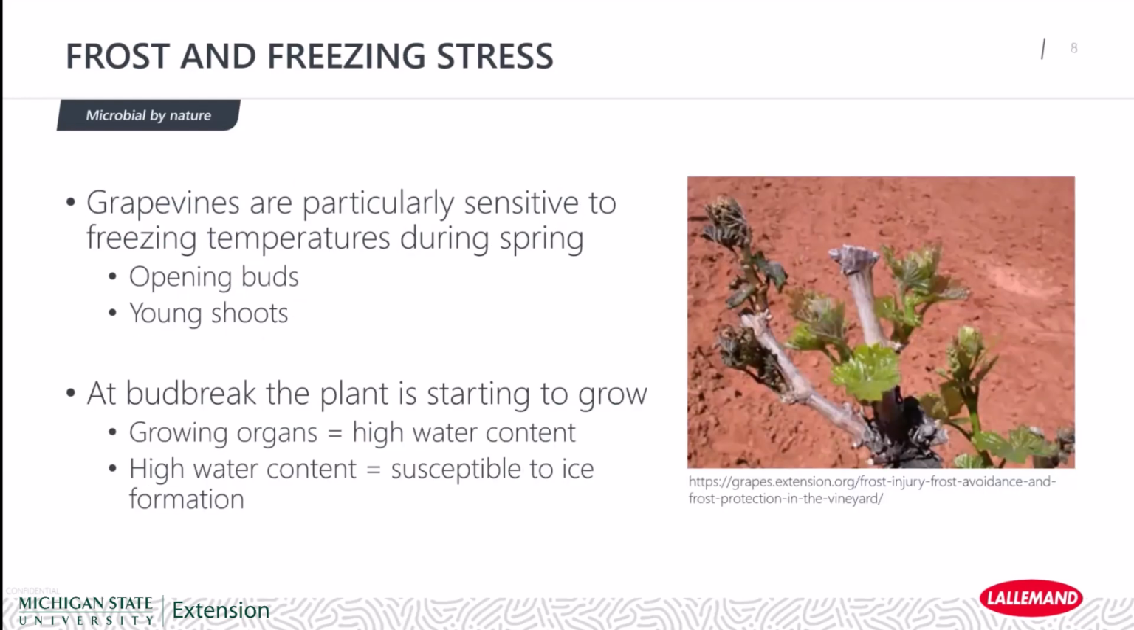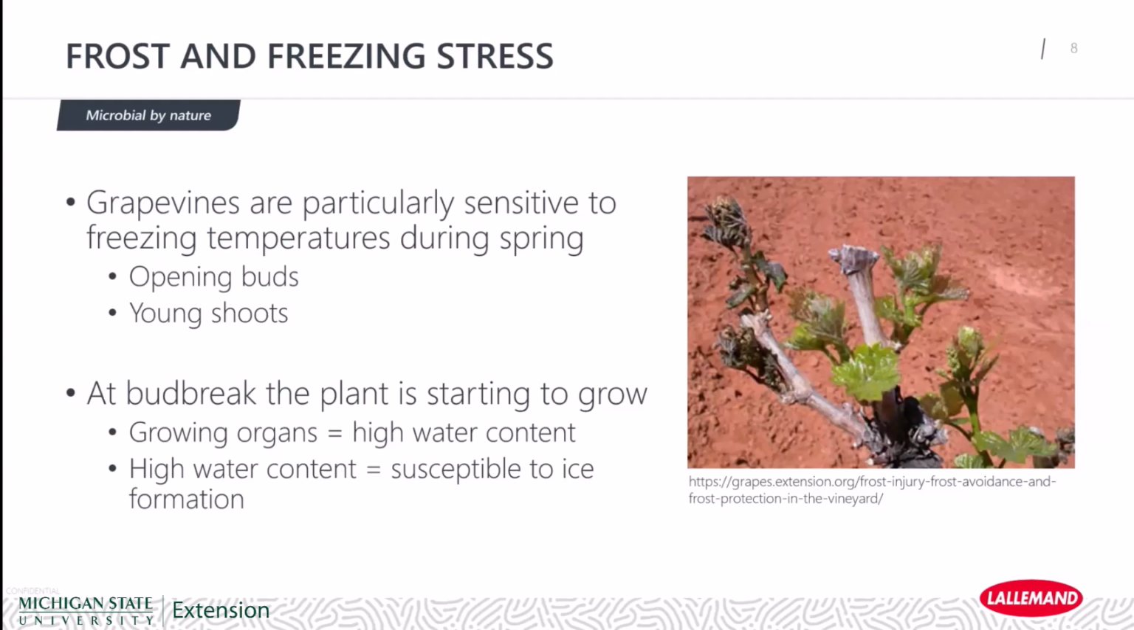During the spring, grapevines are going to be particularly sensitive to freezing temperatures. There's a lot of new tissue, there's opening buds, there's young shoots. We saw the overwintering process and how cold hardiness develops along the season. And unfortunately, during the springtime, when you have this tissue starting to wake up, we are at a low for cold hardiness for the season. And at bud break, we have a lot of growing organs.